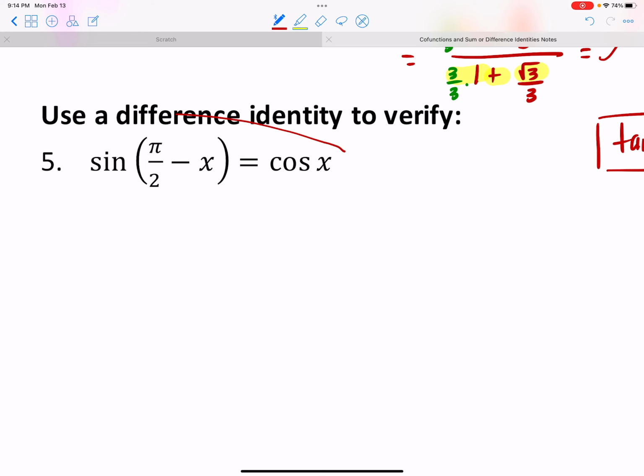This is actually one of our cofunction identities that we just talked about a few minutes ago. So I already verified graphically that if you reflect over the x-axis and translate pi over 2, that sine maps right onto cosine. So we saw that this is true. We already called this an identity, but now we're going to use our difference identity to verify.